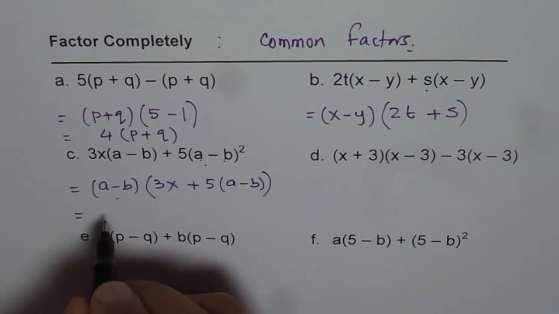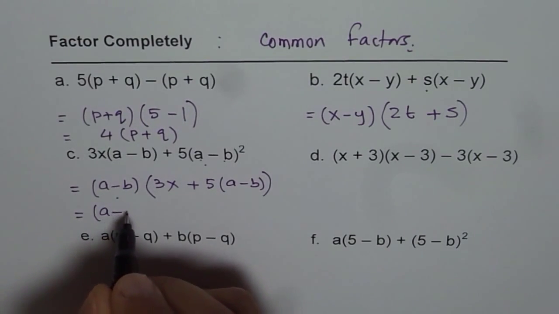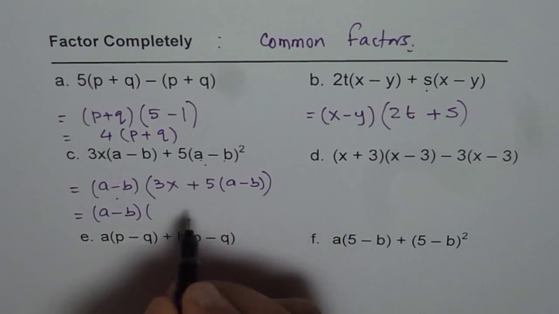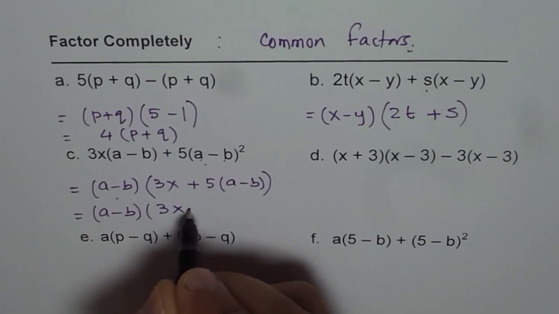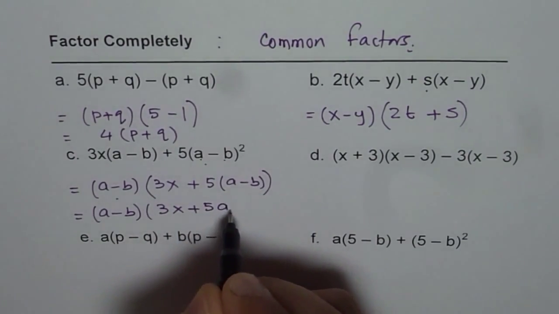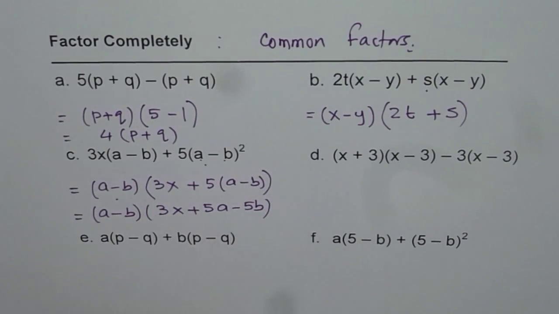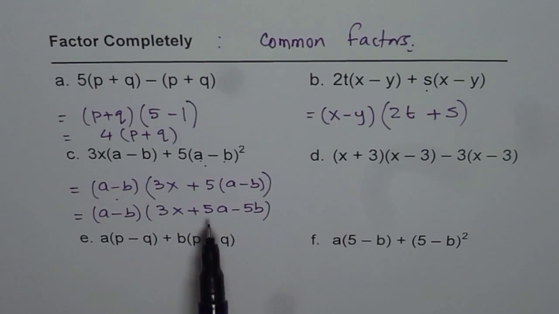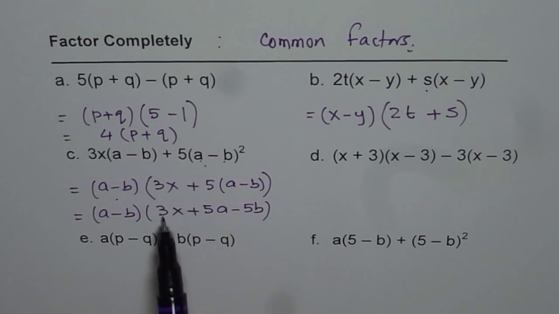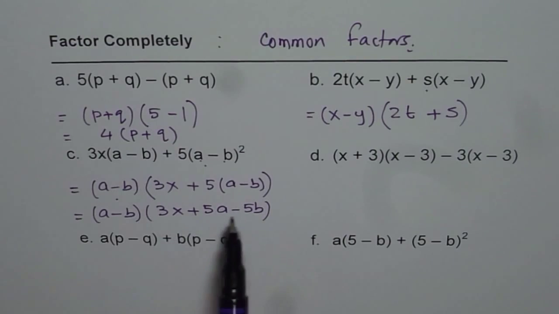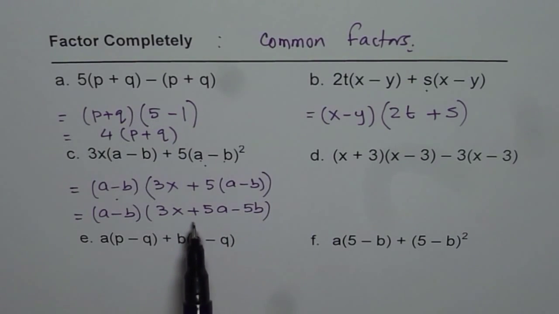Now in this case, what you can do is you can expand these terms and write down your answer as (a minus b) times (3x plus 5a minus 5b), correct? So that is how you can factor completely. Okay, now 5 is common between these two but not between the third term, so we cannot factor this out. So we say at this stage it is completely factored. I hope that is absolutely clear, correct?